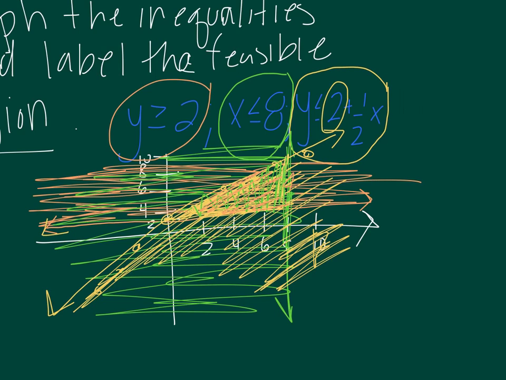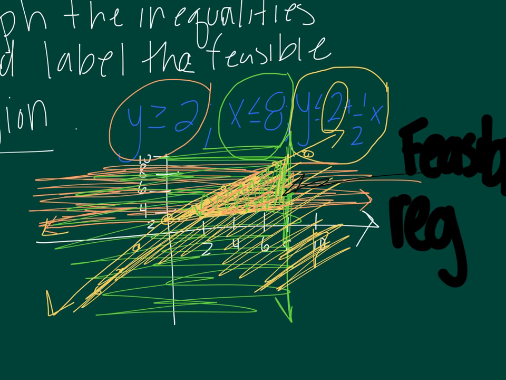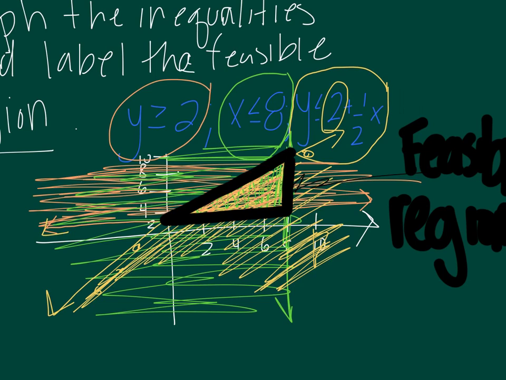let me get a different color. This region right here, let's do this. Let's make it a bigger print. This is our feasible region. Any of those points inside that triangle works.